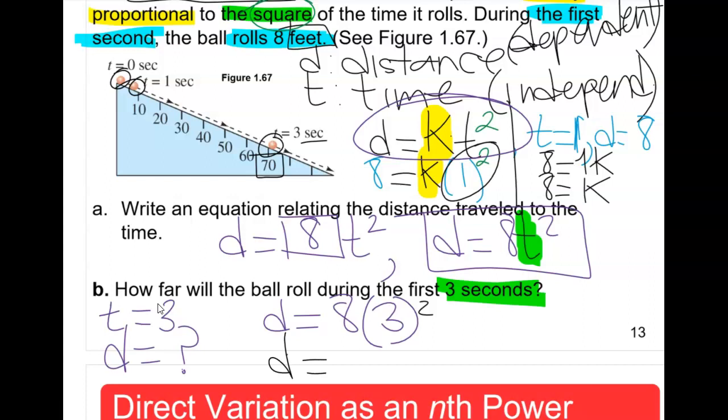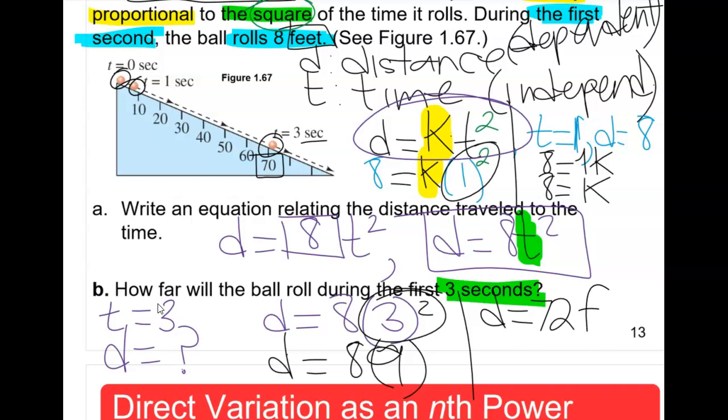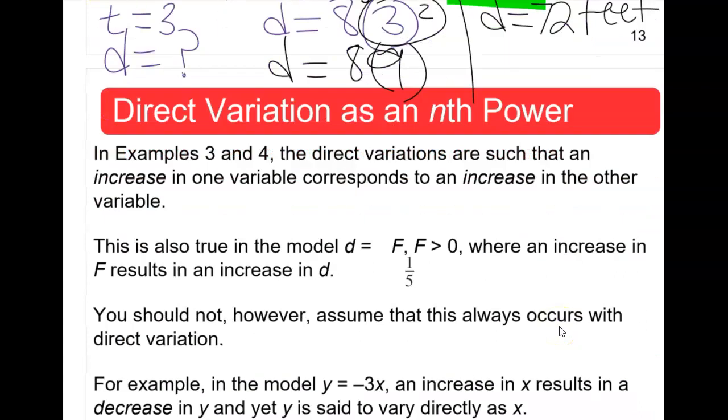So here D will be equal to 8 times, first we have to square the 3 because of order of operation. So 3 times 3 is equal to 9. And then finally D is equal to 8 times 9, which is 72. And the units will be in feet. So that's how you find the answer. That's the answer for part B.